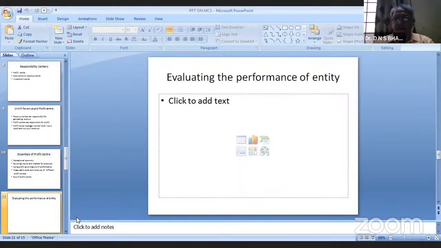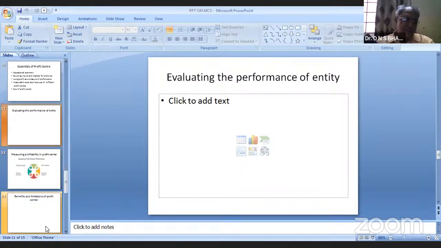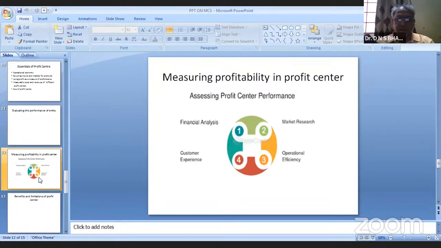These three are the major important considerations for evaluating the performance of the center, and measuring the profitability in the profit center. Next, another important question, which you can understand: how you can measure the profitability in the performance center. This is another important area.